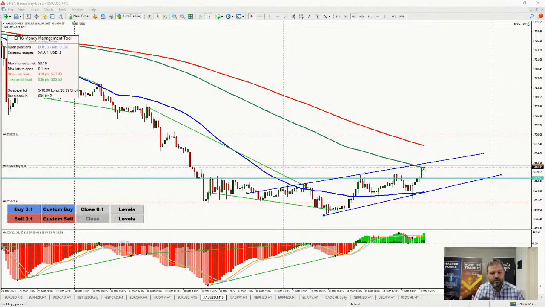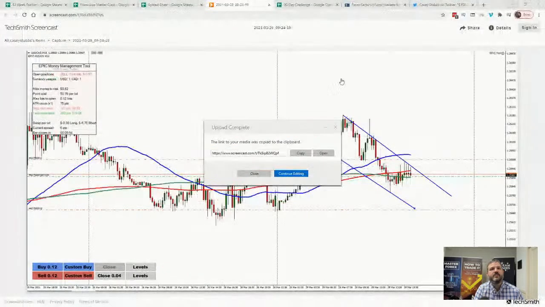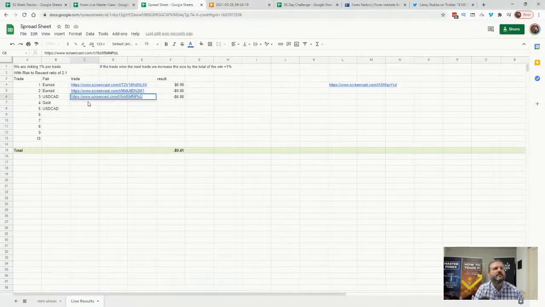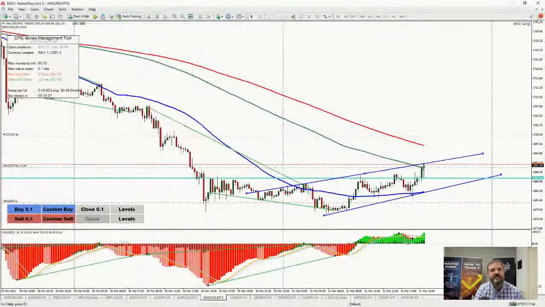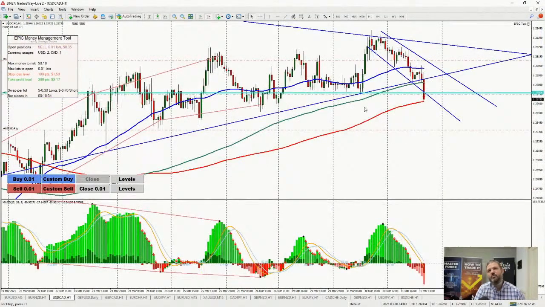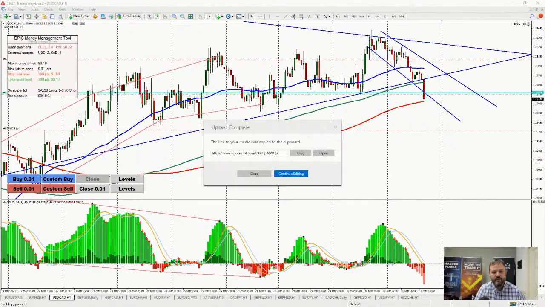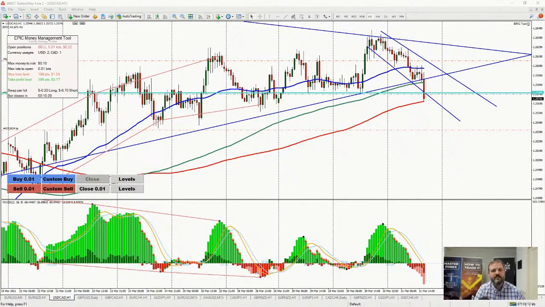So I just took a picture of it, and I'm going to add that to the spreadsheet. Copy the link. Gold is right here. And the USD CAD trade. We're going to take a picture of that too. You know, doing these pictures is great for review. It really is. This is just such a cool tool.